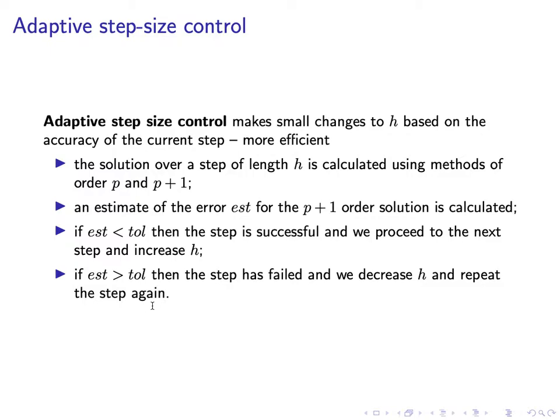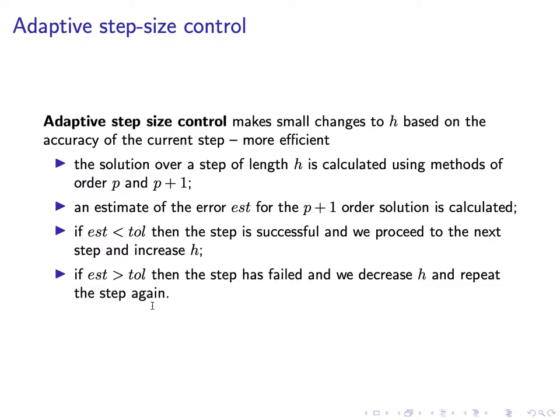We don't make minor, subtle adjustments to the step length, and this is where adaptive step size control comes in. It makes small changes to h based on the accuracy of the current step. Okay, so the premise behind it is that you calculate the solution of a single step h using an order p method and an order p+1 method, and then you estimate the error, which is known as EST, for the p+1 order solution. You do that by comparing the order p with the order p+1.